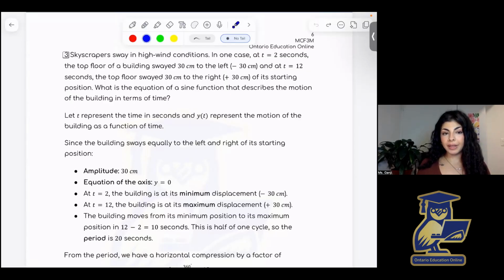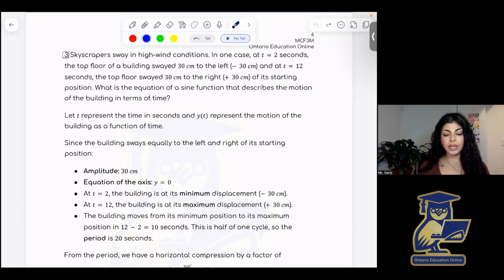And now we have our very last example where here we actually have to come up with the equation that models the situation ourselves. So we are told that skyscrapers sway in high wind conditions. In one case, at t equals 2 seconds, the top floor of a building swayed 30 centimeters to the left, and we're told that this is negative 30 centimeters. And at t equal to 12 seconds, the top floor swayed 30 centimeters to the right, so this is plus 30 centimeters of its starting position.